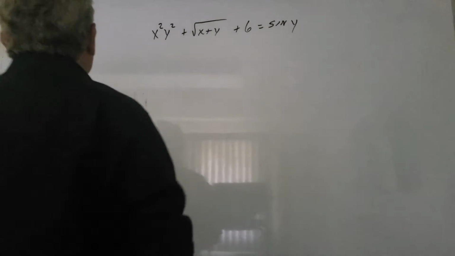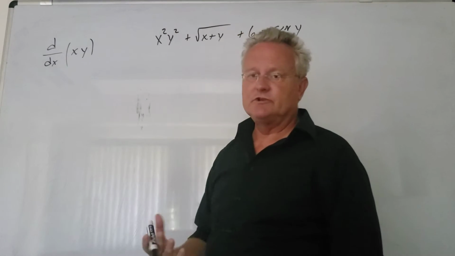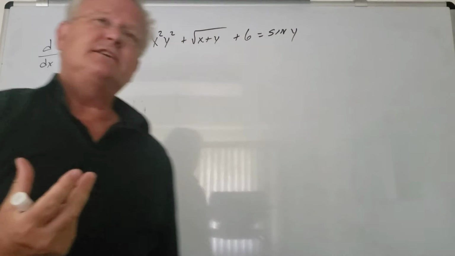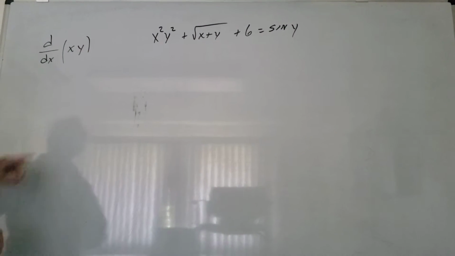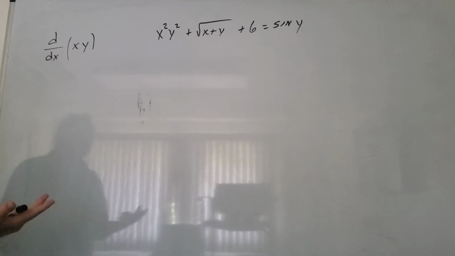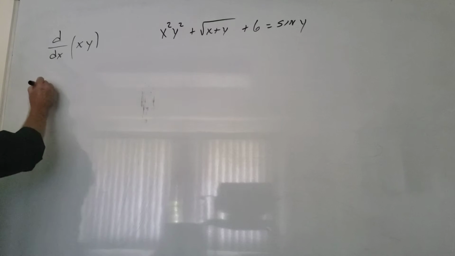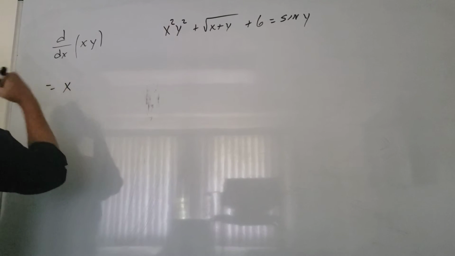All right, I'm going to do this example. This is a pretty simple example using implicit differentiation, just so we get the idea of how this works. So when we take the derivative of x times y, we can see there's a product here. So we've got to use the product rule. So the derivative of this is the first times the derivative of the second.